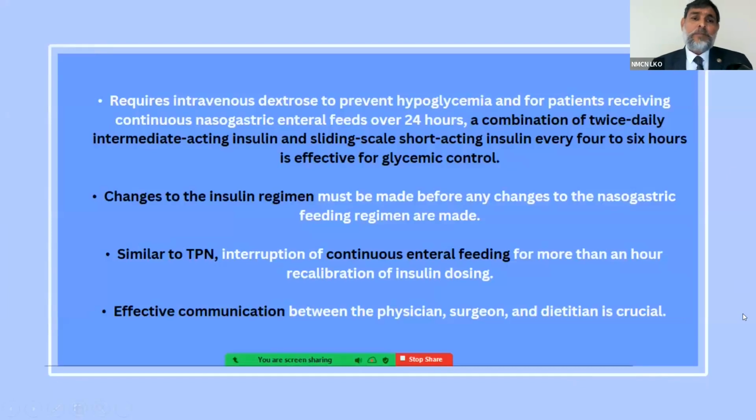Then there are some special requirements like intravenous dextrose. This parallel line can be kept to prevent hypoglycemia, and changes of insulin regimes similar to TPN. With continuous enteral feeding for more than an hour, recalibration of insulin dose is required. And there is a requirement of effective communication between physician, surgeon, and dietitian, because they keep changing their diet pattern or calories.